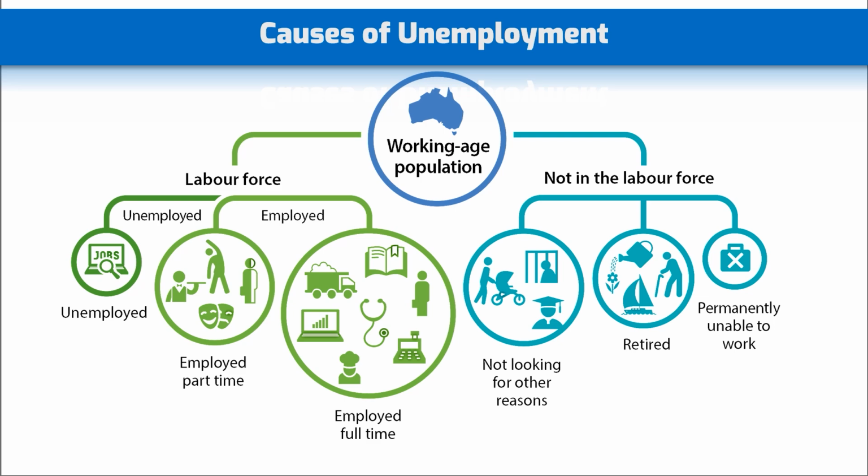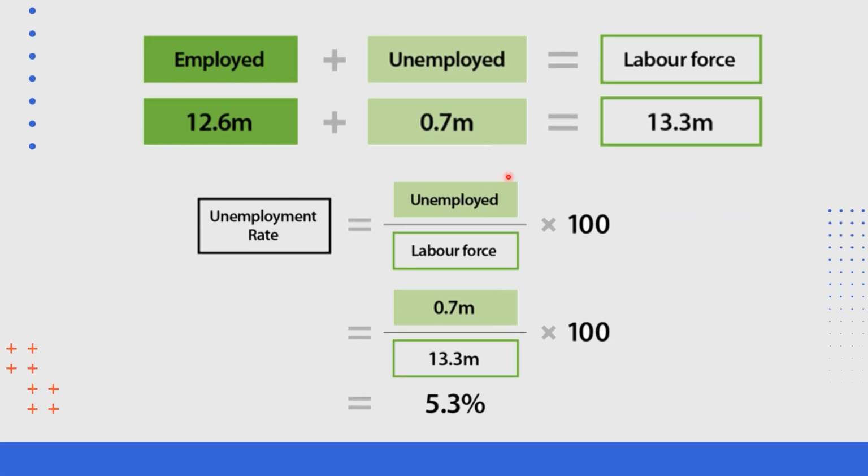Okay, ladies and gentlemen, here we have the following scenario, just an example. The number of people who are employed in this particular country is 12.6 million people. The number of those who are unemployed is 0.7 million people. Then when we combine these volumes, we receive the labor force value of 13.3 million people.